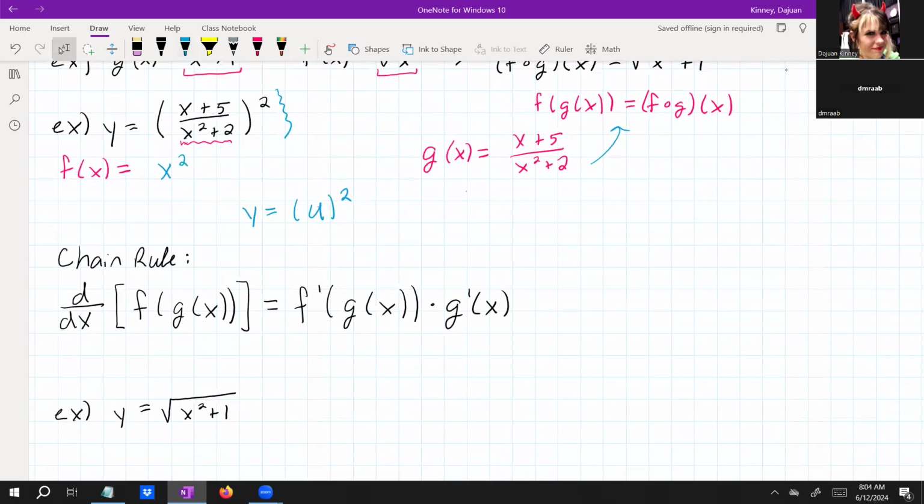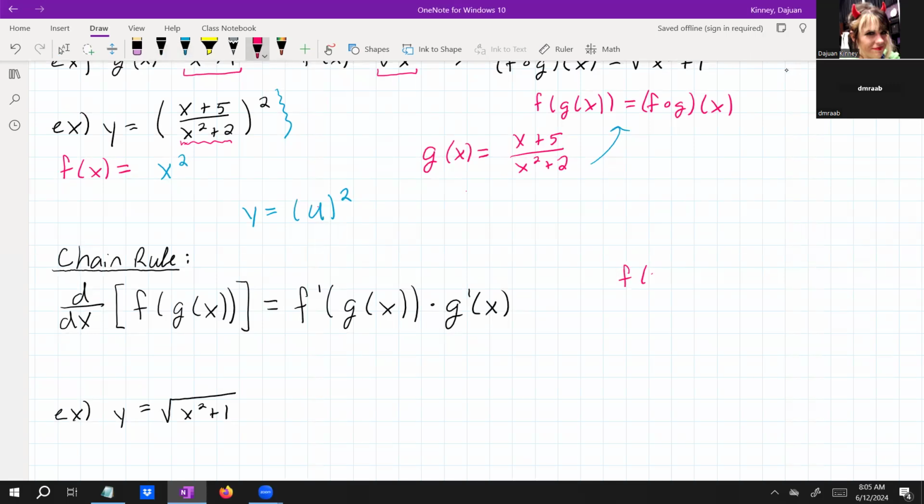Okay. Chain rule. This is our last big rule. After this, everything else just uses these. So if we have an inscribed function or a function inside another, we take the derivative of the outside function times the inside as is times the derivative of the inside.